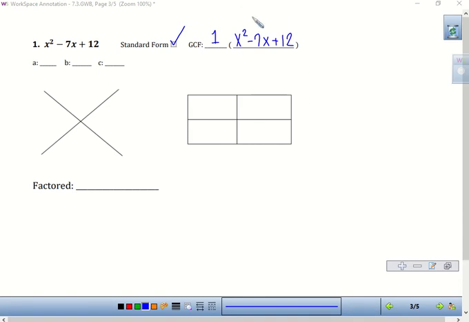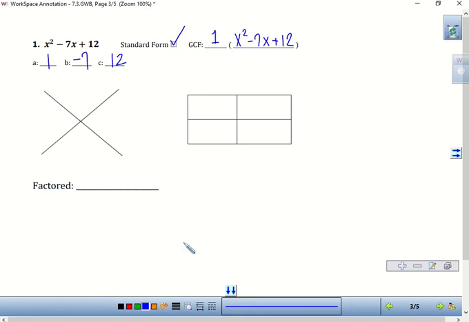Now, once you have this in the parentheses here, you're going to identify A, B, and C. A is going to be the coefficient of x squared. And what is the coefficient of x squared? What's the number in front of the x squared? 1. What's the number in front of the x, the negative 7? Always take the sign with you. And what's the number at the end here? 12. So that's A, B, and C.